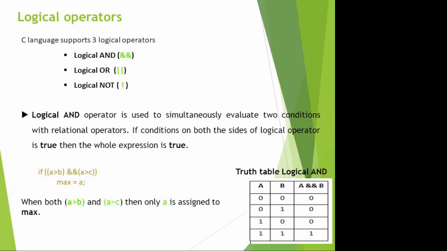And this is a truth table for logical AND. If the first condition is false, second is also false, then the result will be false. Again, first one is false, second one is true, that means 1, then the result will be false. If the first condition is true, that means 1, and the second is 0, then the result will be 0. If both the conditions are true, that is both are 1, then the result will be 1.